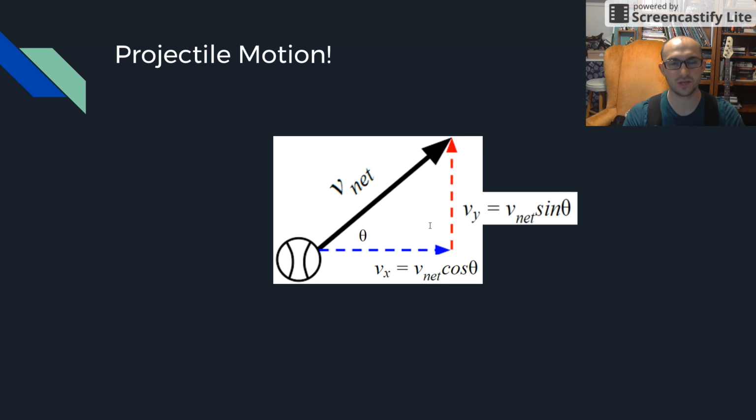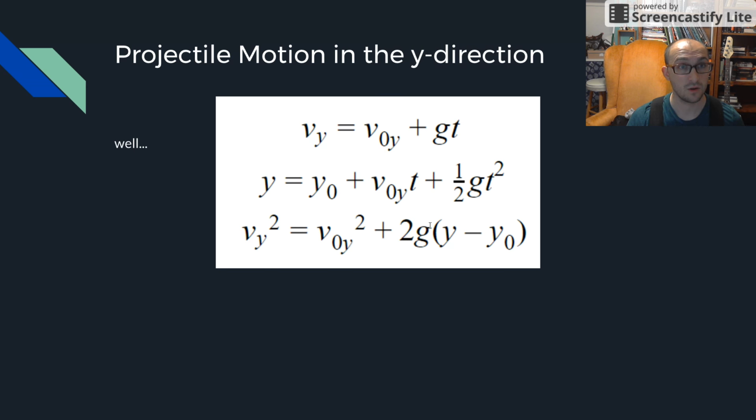The very first thing you're going to do in any projectile motion problem is take the initial velocity, realize it is a net velocity, and break it into its x and y components. The rest of the problem you're going to do in two parts, x direction and y direction. And you're going to start always with the y direction, because y direction projectile motion is just free fall.